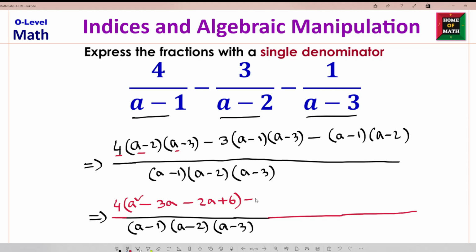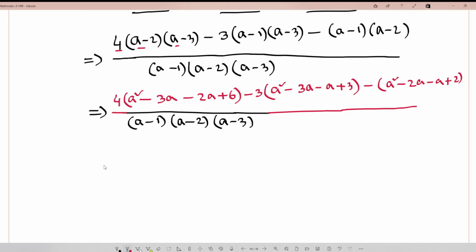Similar, this one here is minus 3, we can write here is a square minus 3a minus a plus 3. Similar here, a square minus 2a minus a plus 2, right? Now again we multiply.